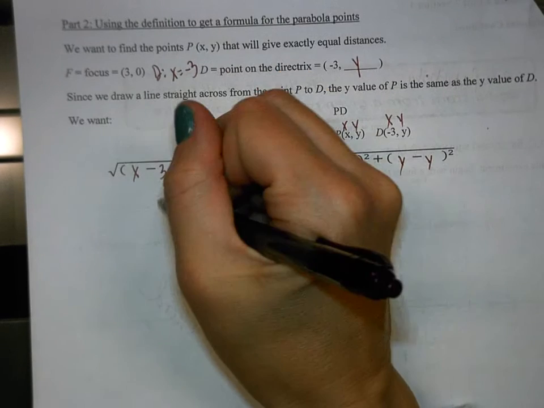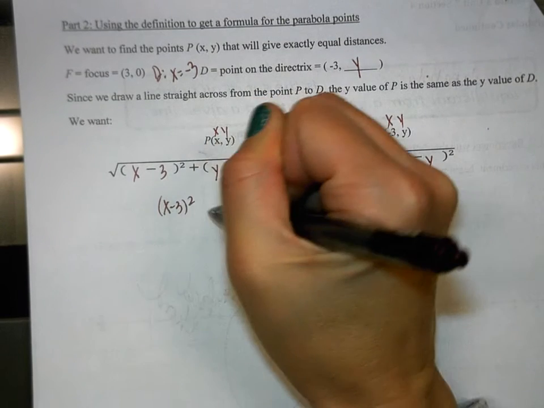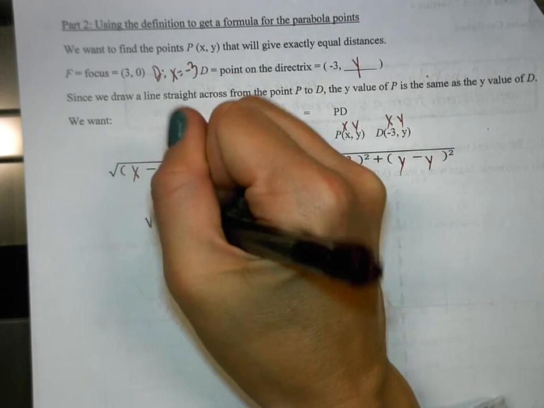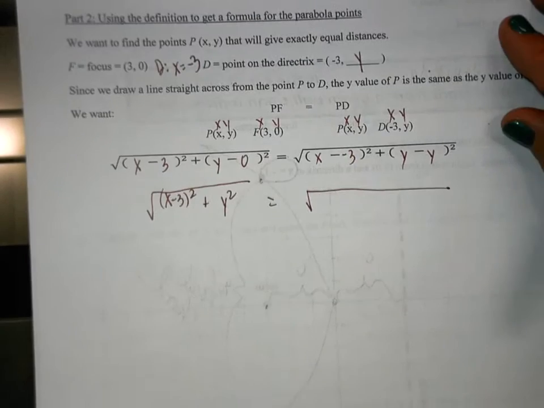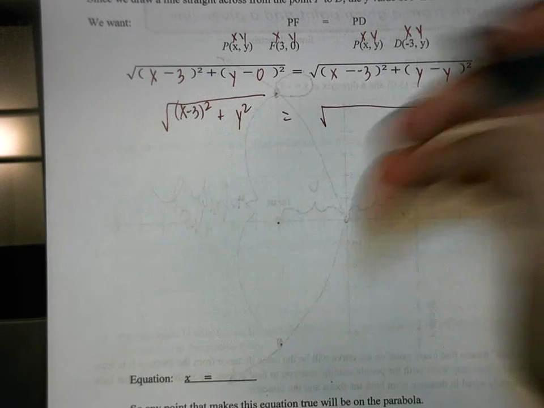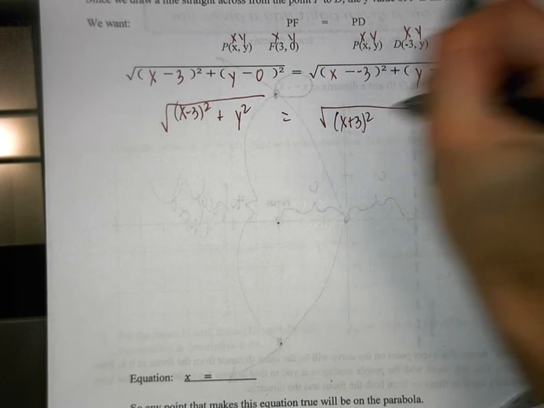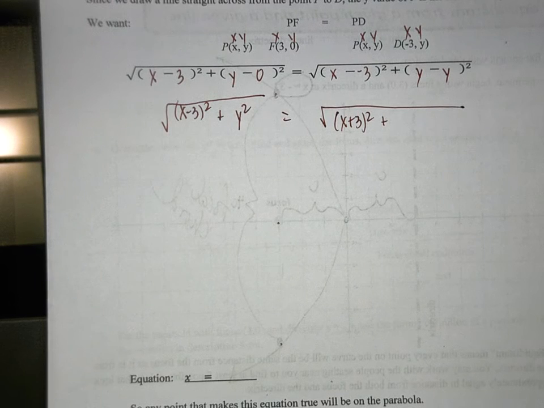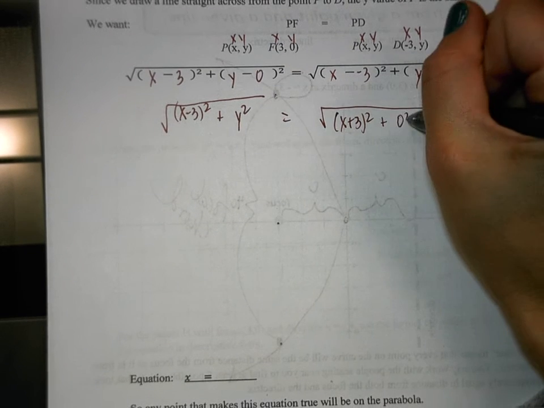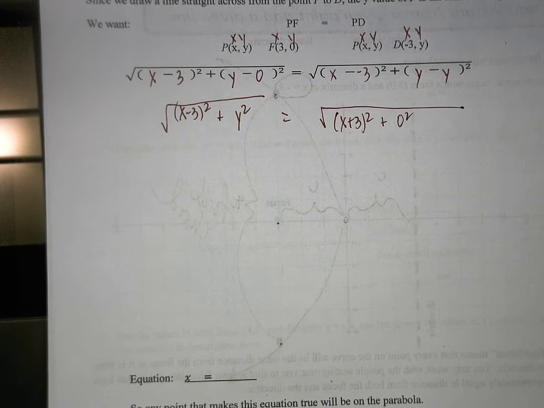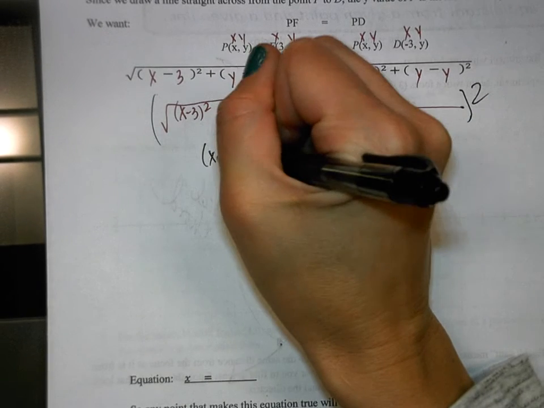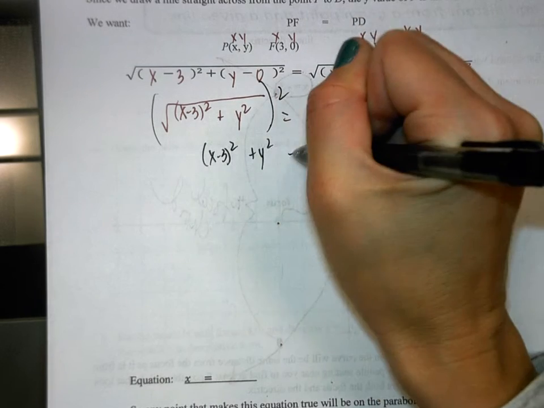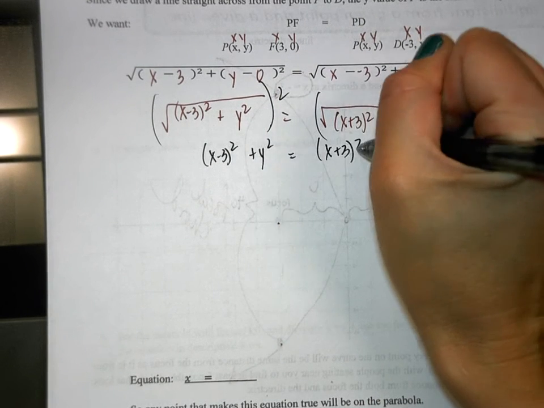So when we simplify that, we get x minus 3 squared plus y squared equals, on the other side, we end up with what? Good. x plus 3 squared plus, and y minus y is 0, so we have 0 squared. Okay, in order to get rid of the square root, what do we do? Square both sides. And so I end up with x minus 3 squared plus y squared equals x plus 3 squared.